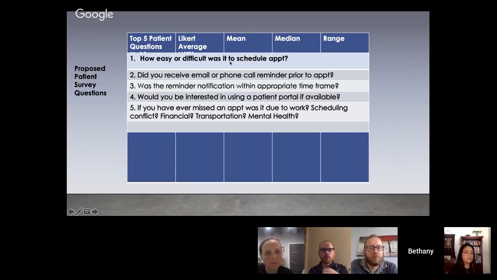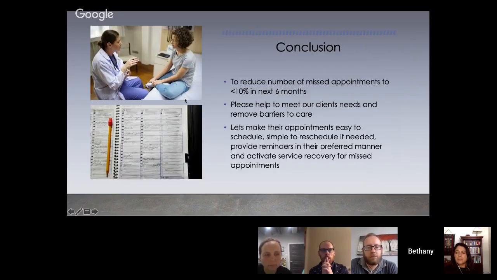And my thing is, how difficult or easy is it to schedule an appointment with our office? Because we're a smaller office, it often goes to voicemail, or they have to press 1 or what have you, and they don't always get a live person. So they're going to go on to the next provider on the list. And then, did you receive an email or phone call prior to the appointment? Was a reminder within an appropriate time frame? Would you be interested in using a patient portal if available? And if you have missed an appointment, was it due to work, scheduling, financial, transportation, or mental health itself?